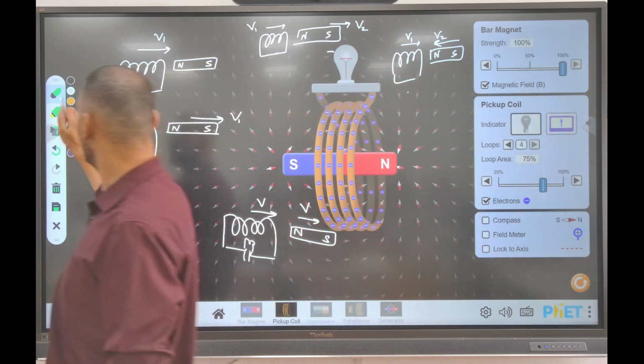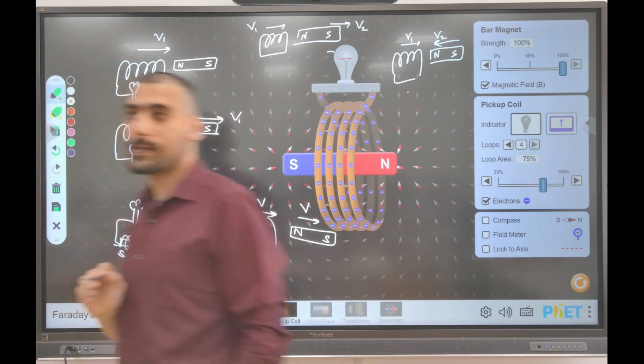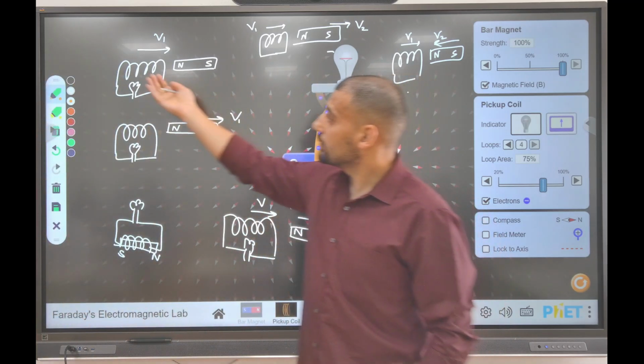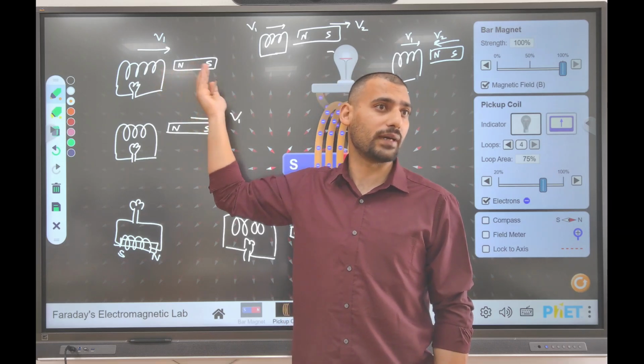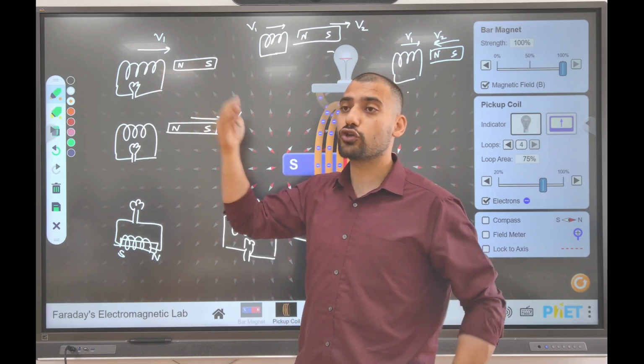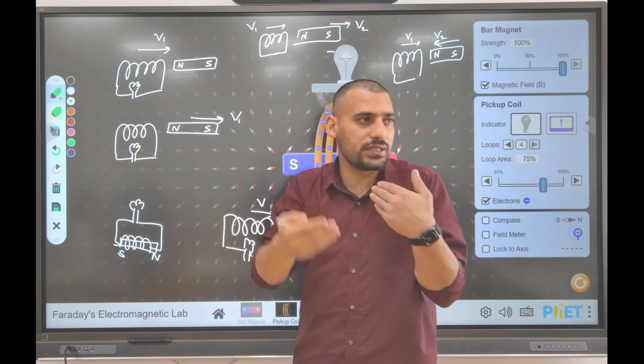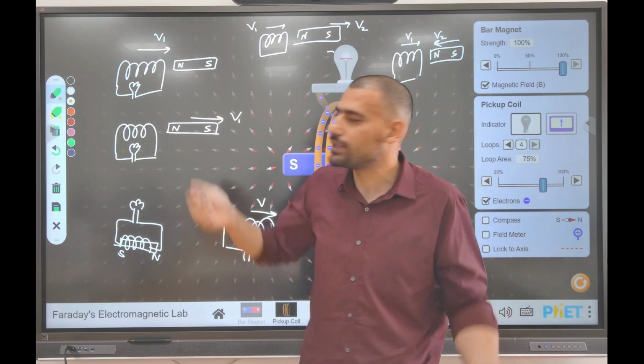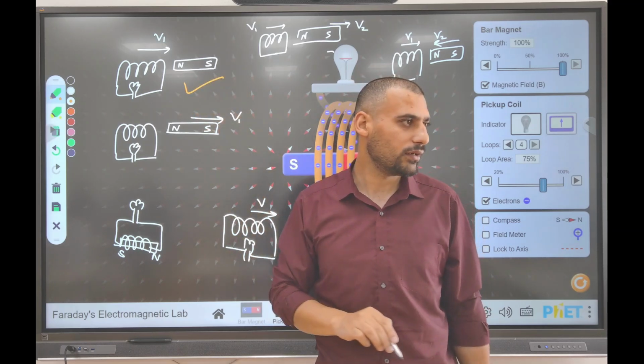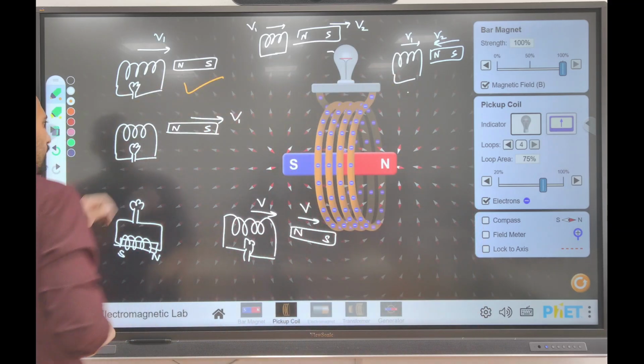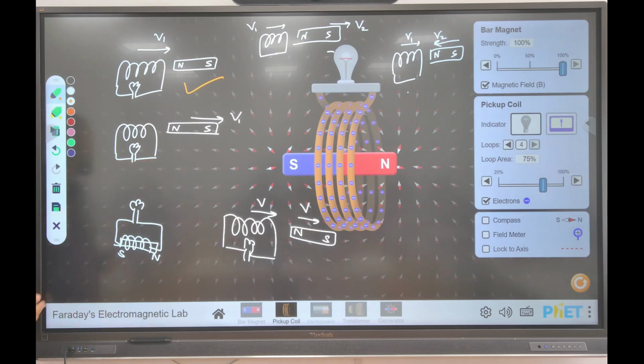Will the bulb glow? Yes. Why? Because the coil is going towards stronger magnetic fields. Stronger means the magnetic field is changing, the flux is changing. When the flux is changing, it will glow. What about this case? Yes. Why? It's going away. Now can you tell me what will be the direction of current here?